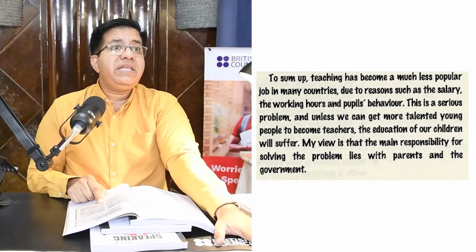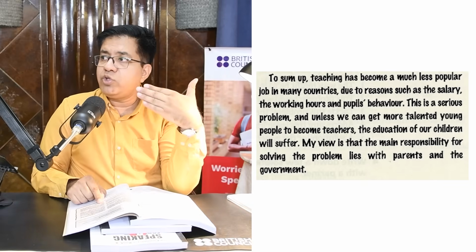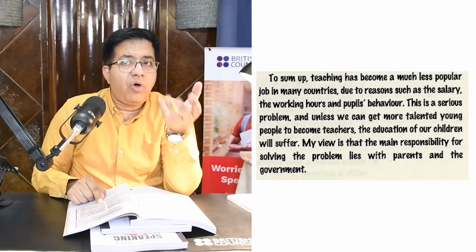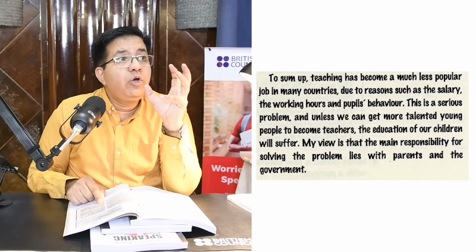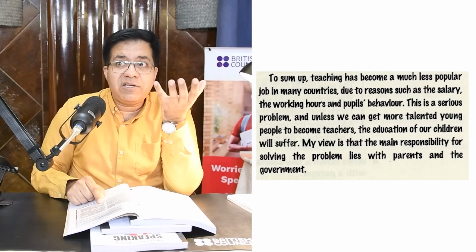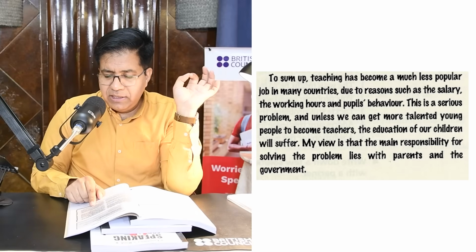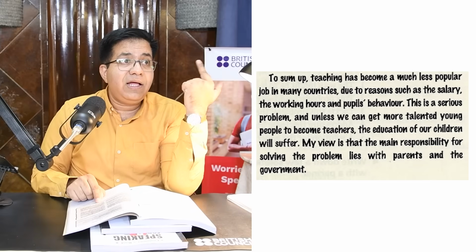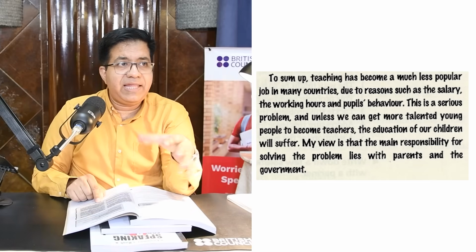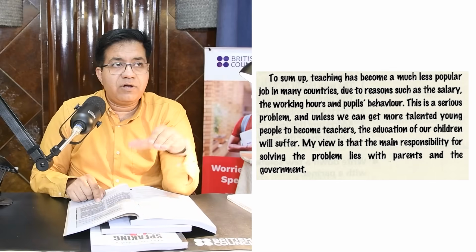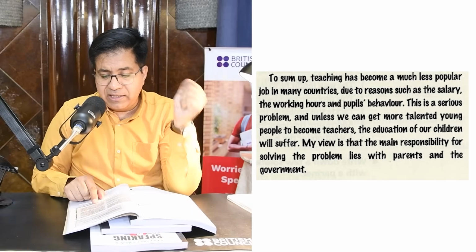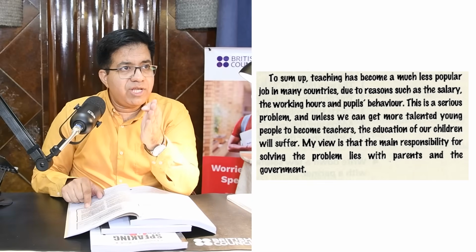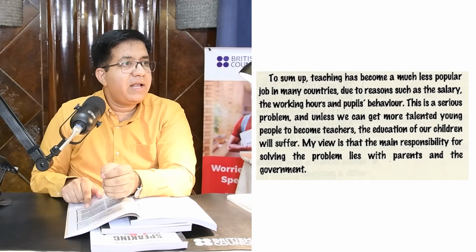Finally, you will give your opinion. Your opinion is overall solution to the problem. You have already given 3 solutions, but now you're going to give an overall solution to the problem. I call it global solution. Global solution means bigger solution. So my view is that the main responsibility for solving the problem lies with parents and the government. Now, parents will work with that behavior, and government will work with salary and all that. And you may write like this, the problem lies with parents, comma, school administration, and government. You can write like that as well, okay?